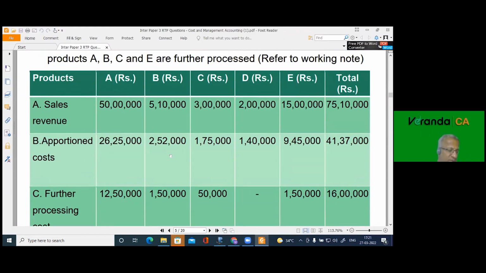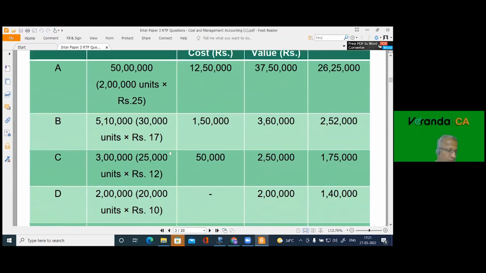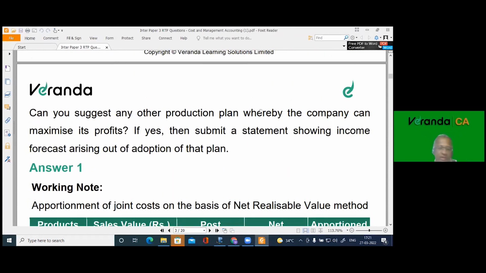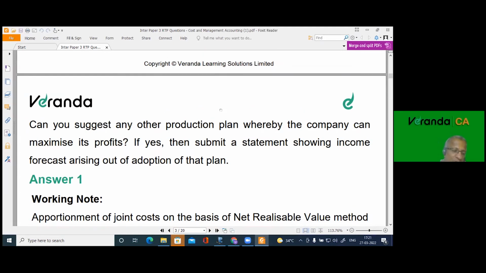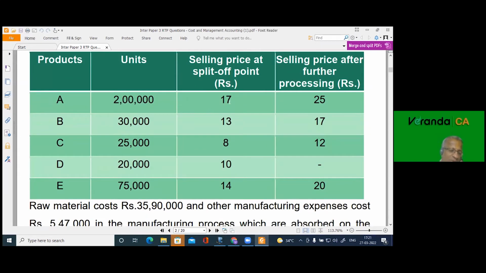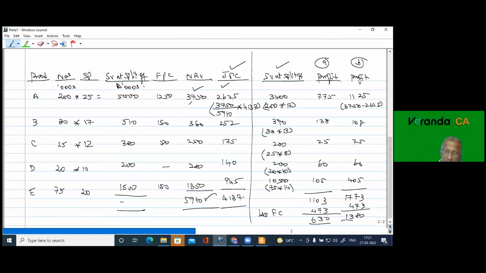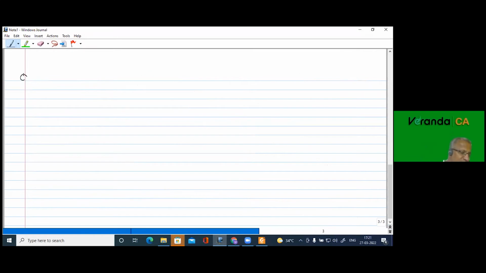There is one more question that they have asked. What was that question? Can you suggest any other production plan whereby the company can maximize its profit? If yes, then submit a statement showing income forecast arising out of adoption of that particular plan. Now from the question itself, we can answer it so easily. See, if I select split off point, it is 17. If I process it further, I am getting 25 rupees. What is the incremental income that you have? Incremental income for 1 unit for A is 8 rupees.